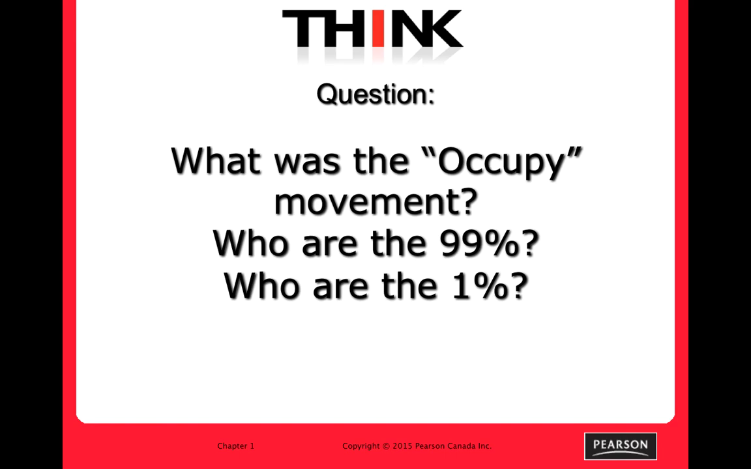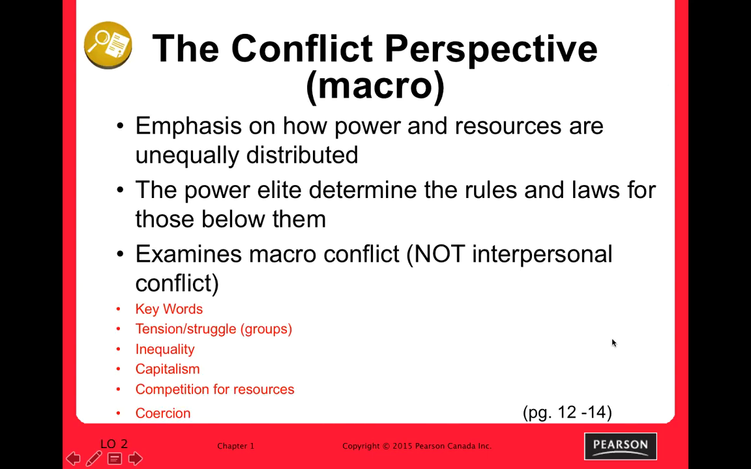So really they wanted to draw attention to income inequality and the plethora of issues that come along with it. Now, the theory that would be most interested in this would be the conflict perspective, and these protesters were working from the conflict perspective. Again, as I told you in class, the conflict perspective is macro. It's looking at how social structures and social groups end up in conflict with each other, not interpersonal conflict.